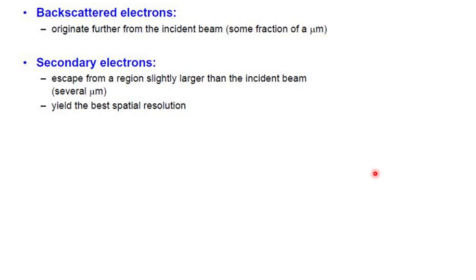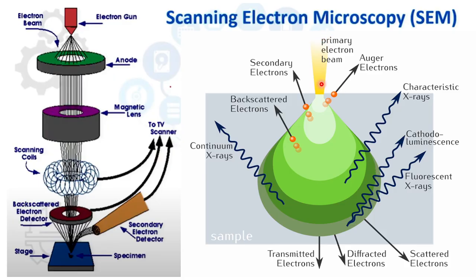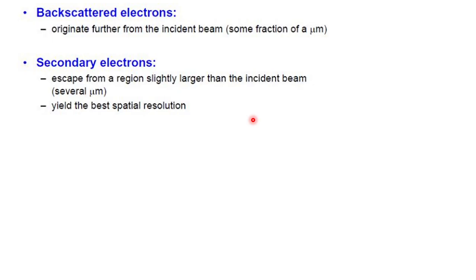Okay. So how does a backscatter electron actually generate? It originates further from the incident beam. Whatever the primary electron beam is coming, the same electron is reflecting back. That is called the backscatter electron. It is not an electron from your sample. It is the same incident electron beam, reflecting back, and if I am detecting that electron, that is called the backscattered electron.